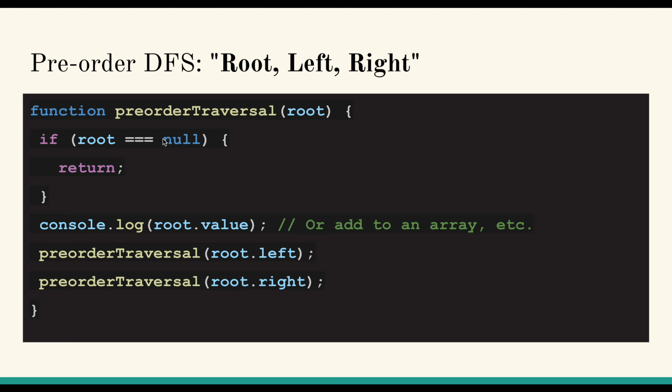So if root's equal to null, return. I put down here console.log. Let's say that you were just printing out the tree in this order. It would be console.log, or you could just have your results array or something. So console.log root value.